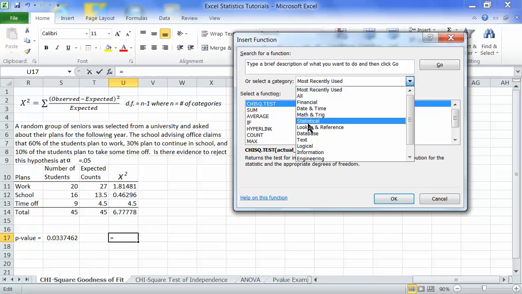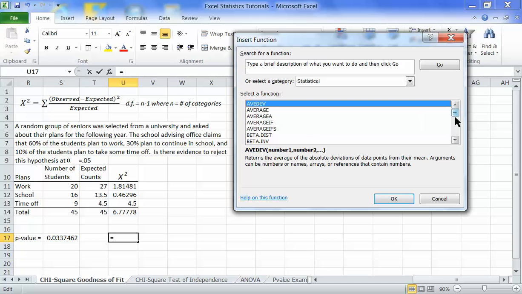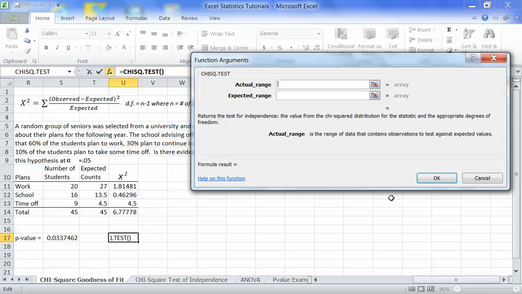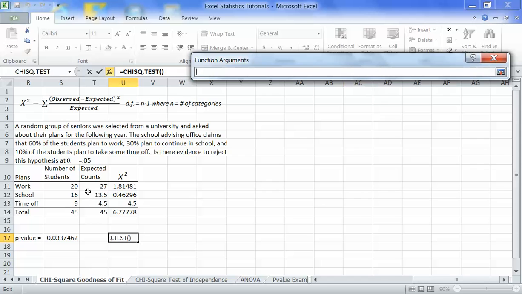But I just want to show you under statistical, what you would do is just arrow down. Here's my chi-squared functions. And so in here, I would find chi-squared test right here. And I could hit OK. And again, it tells you what it does. And in this case, you don't type it in. You use the command box here to highlight your ranges.